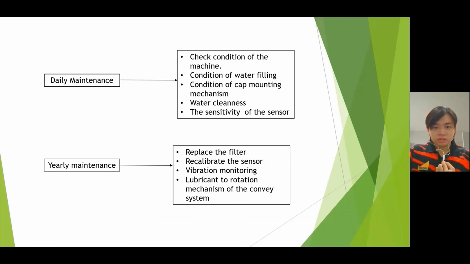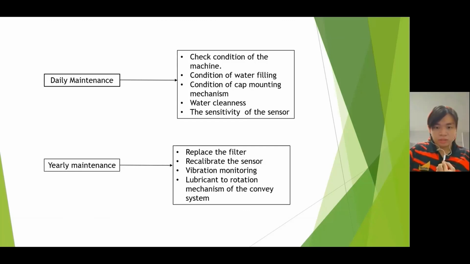For the yearly maintenance, the filter in the main water tank must be replaced yearly in order to get rid of all the contaminants inside the water. The proximity sensor also needs to be recalibrated yearly in order to produce a more precise output. Vibration monitoring also needs to be done on our water feeding system in order to maintain our system stability.